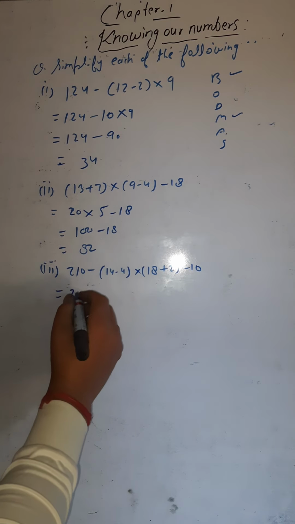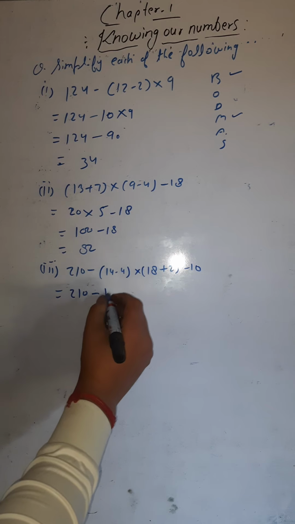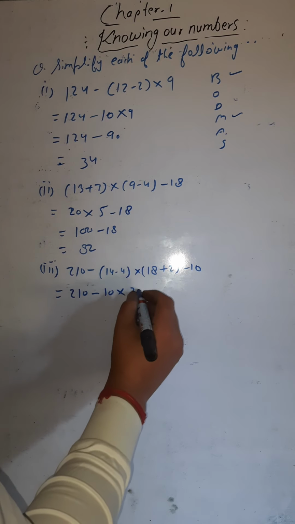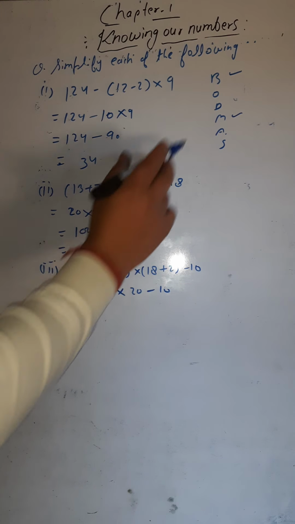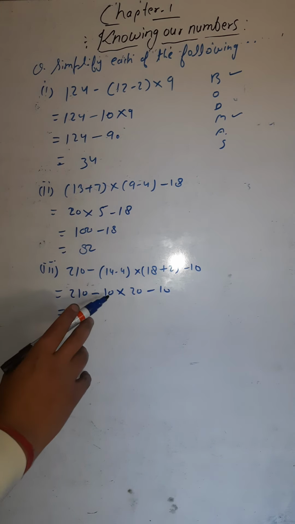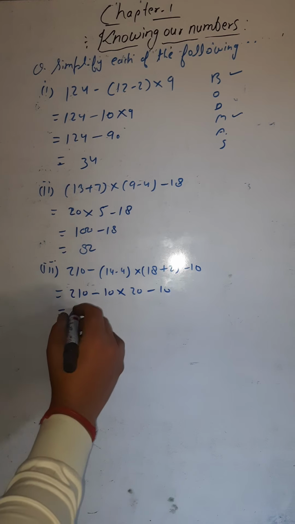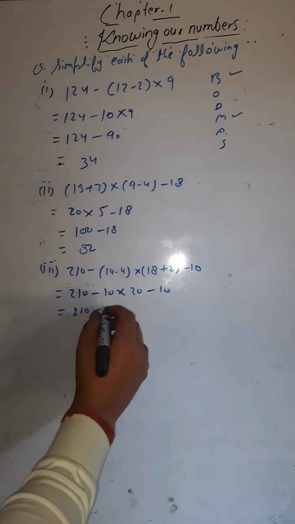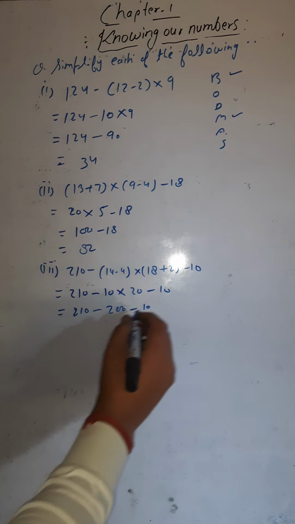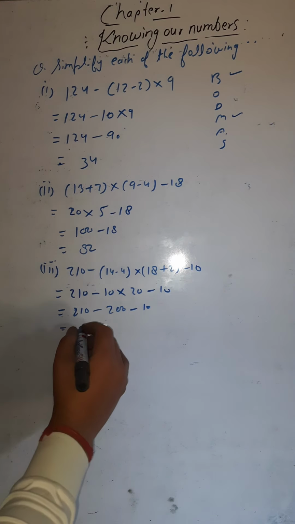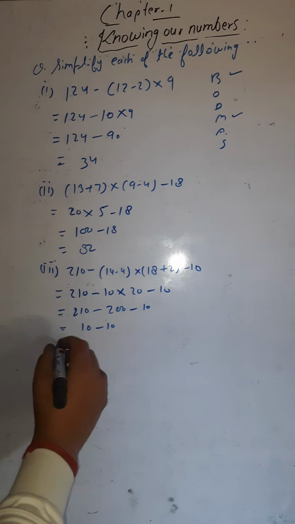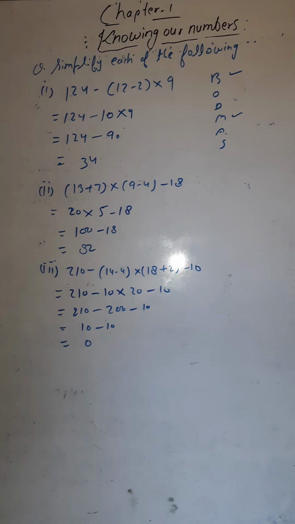Here I am writing 210 minus (14 minus 4 is 10). 18 plus 2 is 20. Open the bracket, minus 10. Now you have to multiply first. Do not subtract first, because multiplication comes before subtraction. So 10 multiply 20 is 200, so 210 minus 200 minus 10. Then again first you subtract this, then again subtract. 210 minus 200 is 10, minus 10. So again answer is 0. So this is how you would solve the question.